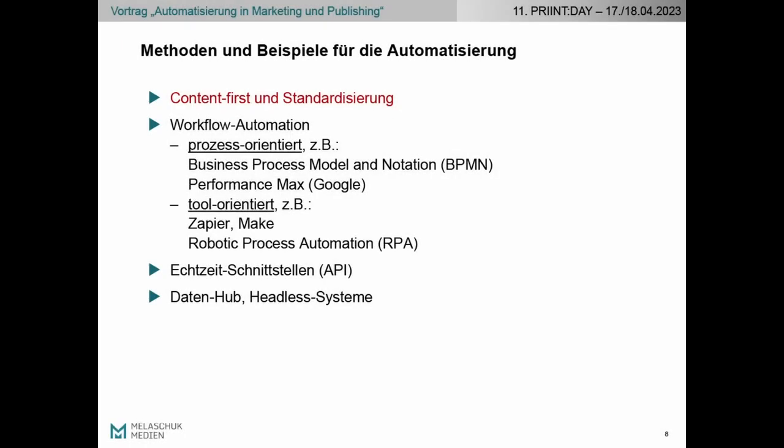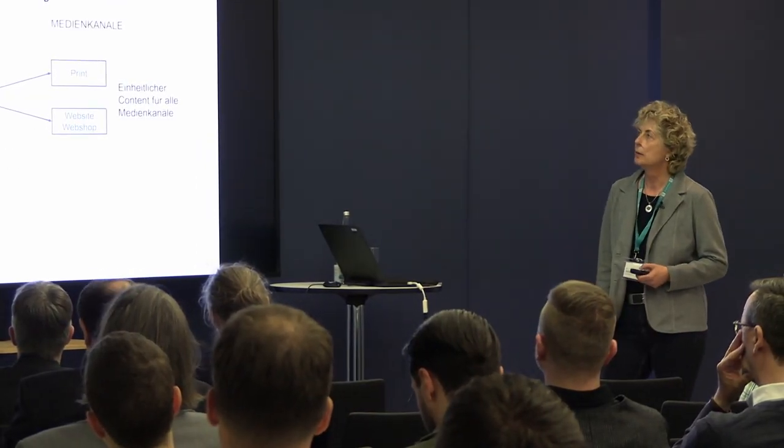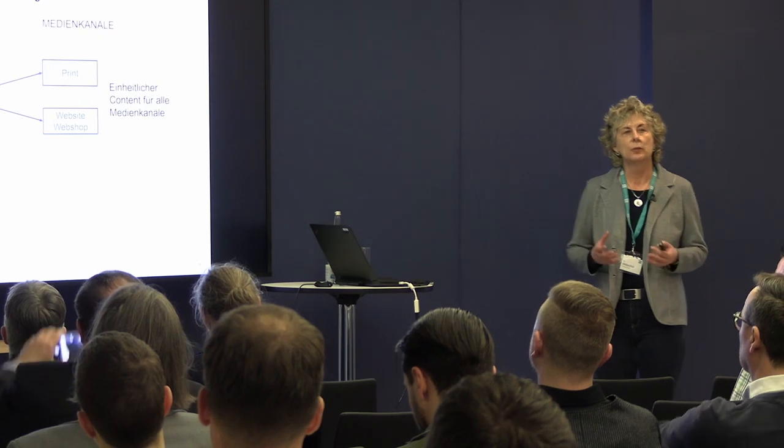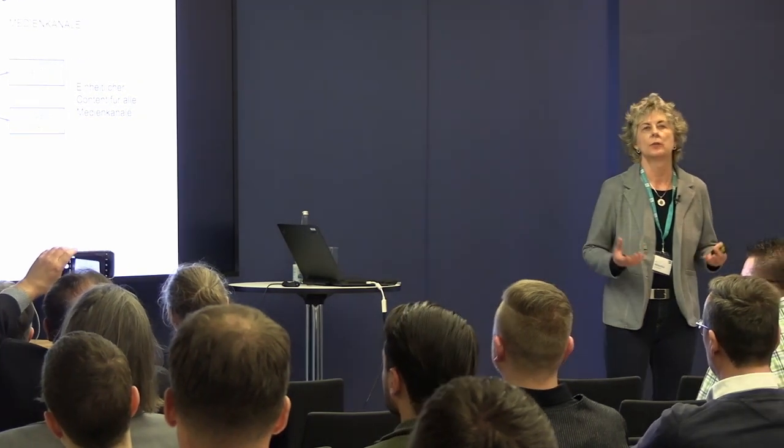And we now see an enormous number of effects also in the area of template generation, and we will have a number of examples later. So which are the methods available for automation? We start with content first and standardization. The consistent central data management. This is an important point of departure for automation.